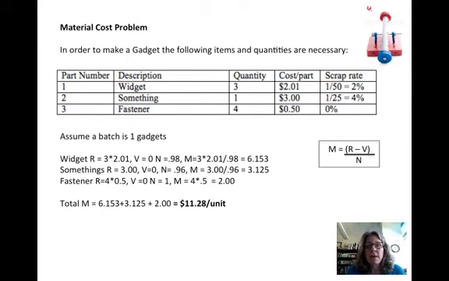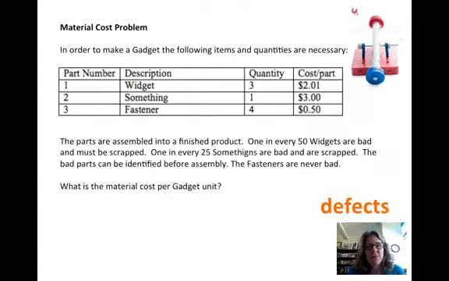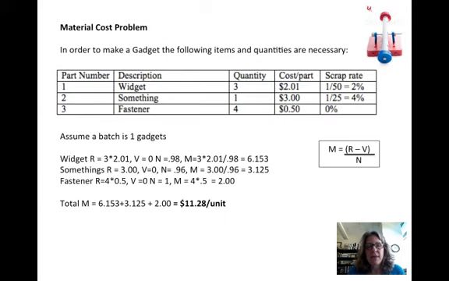For the somethings, the defect rate is 4%, so now N is going to be 1 minus 4%, which is 0.96. So now the value has gone up from 3, now it's going to be 3.125. The fasteners are never bad, so we're just adding that up. Now the cost is $11.28. Now if you remember, it was 11.03, and now it is 11.28. So it's gone up because of the defects in these values.